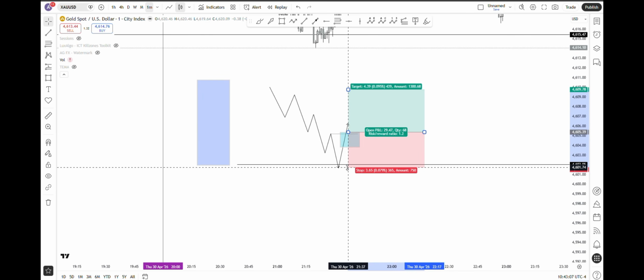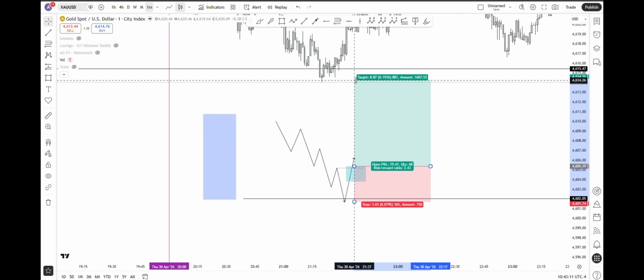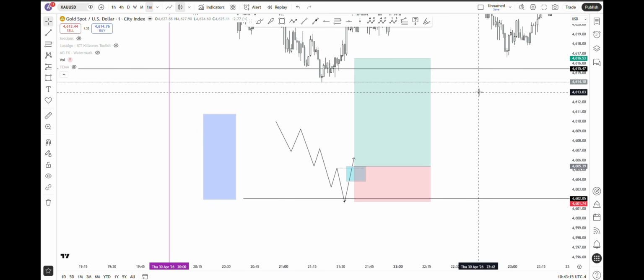Stop loss will go below the low, and our target is going to be a mechanical 1:3. So this is the trade setup. Okay, so this is all that you need to follow, and if you follow it exactly like I have told you, in that case you are going to make a good amount of profit using this particular setup.